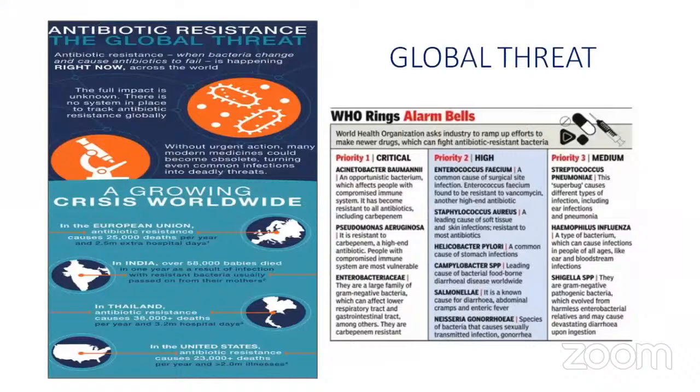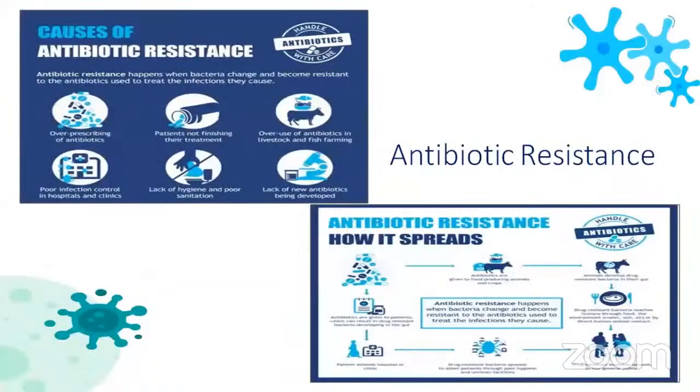Reports suggest that in India, over 58,000 babies died in 1 year as a result of infection with resistant bacteria, usually passed on from their mothers. 25,000 deaths in the European Union, 38,000 deaths in Thailand, 23,000 deaths in the US. The rates are quite alarming. The World Health Organization, WHO, has categorized the superbugs into three categories based on the level of threat: critical, high, and medium.